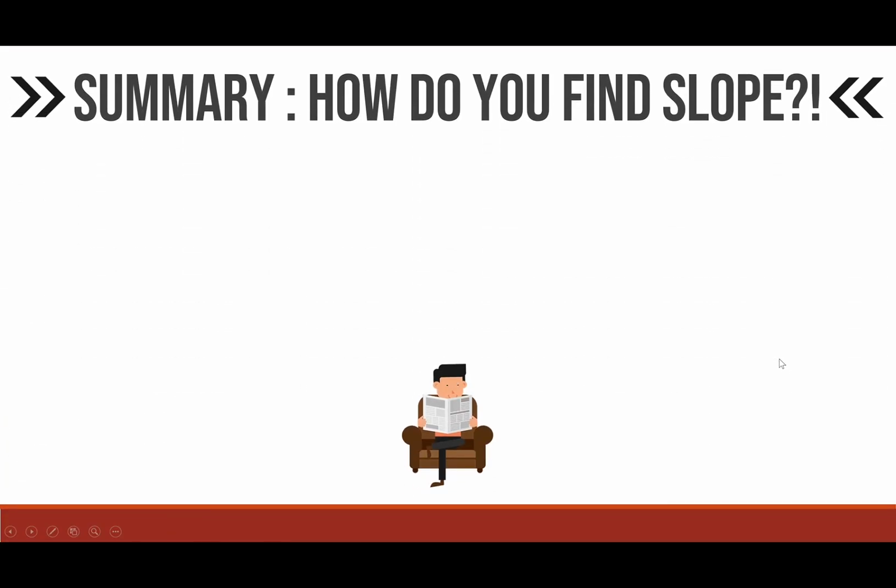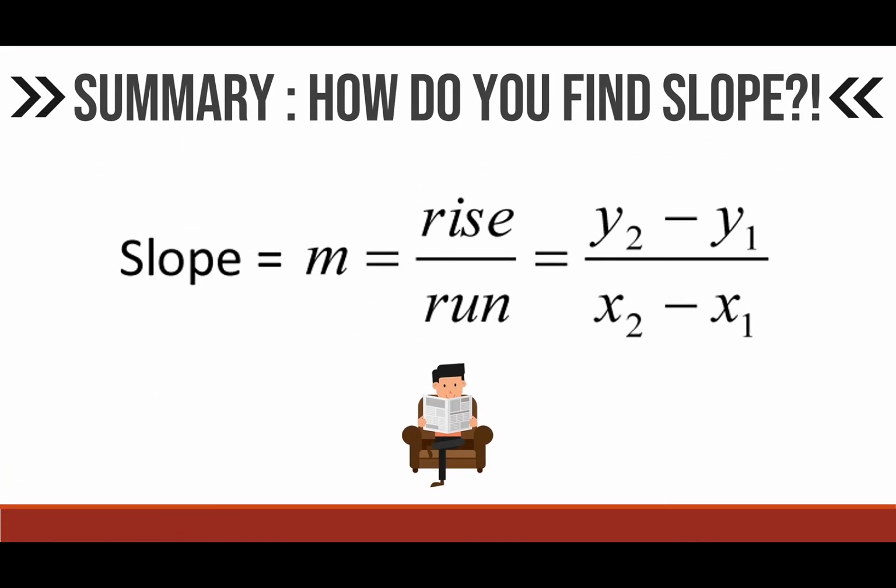Okay, so just a little quick summary. How do you find slope? Easy. All you're going to do is you're going to subtract the y values from each other. So y2 minus y1, which gives you the vertical distance, all over x2 minus x1, which is the horizontal distance.